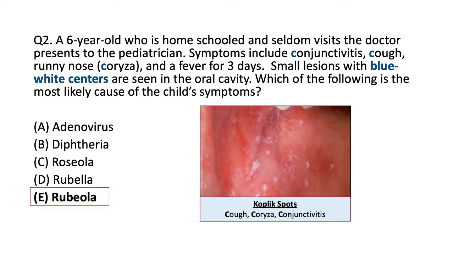The answer is E. rubeola, or measles, which presents with these distinctive lesions described as having a blue-white center known as Koplik spots. The patient's history of being homeschooled and rarely seeing a doctor hints at the possibility that the child has not received their measles vaccine. This vaccine is required for school-age children to be enrolled in school.